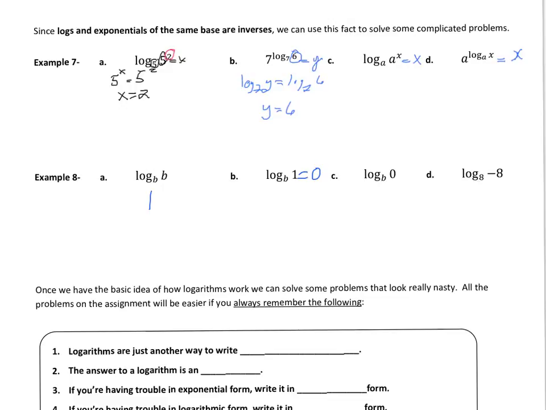Okay? All right, what about log base b of 0? Nope, it's not 0. So in other words, b to what power is 0? Negative. B to the b power is definitely not 0. Negative.